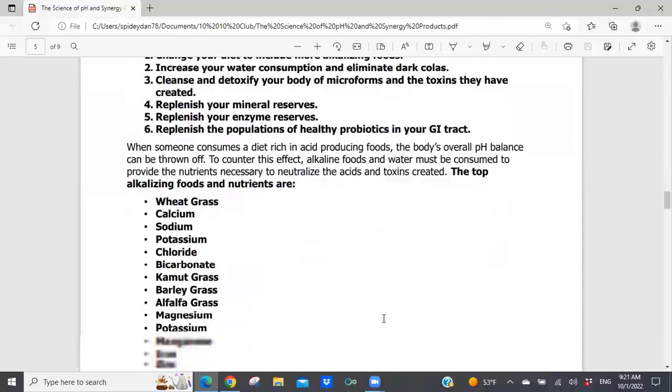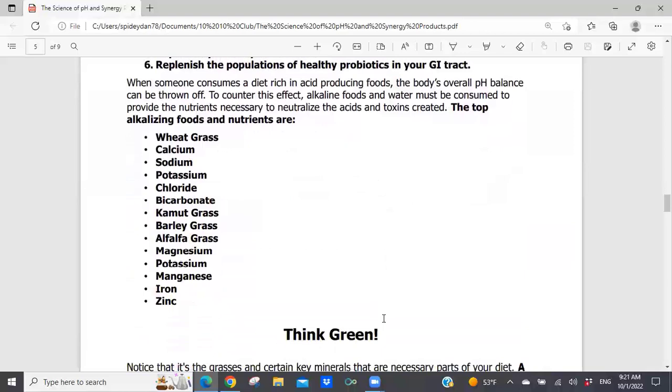So what are the top alkalizing foods that you consume? Well, one is wheatgrass. If you ever had it, you most likely won't continue eating it because it doesn't really taste all that well, but you can get wheatgrass in other forms: calcium, sodium, potassium, chloride, bicarbonate, kamut grass, barley grass, alfalfa grass, magnesium, potassium, manganese, iron, and zinc.